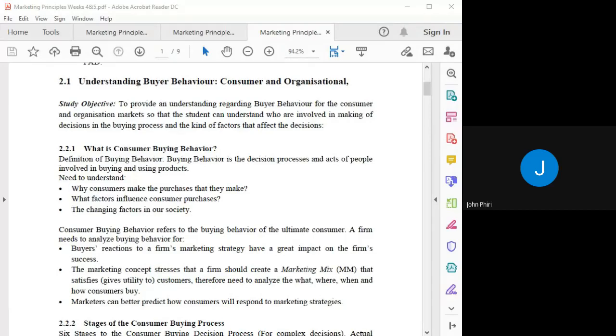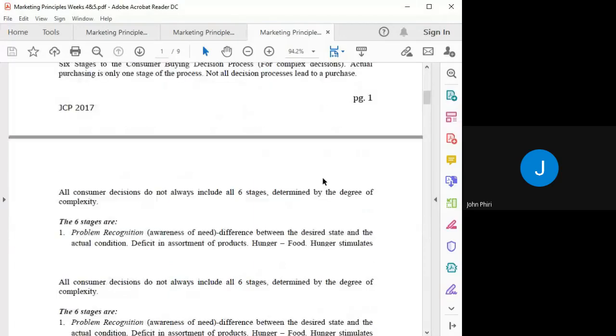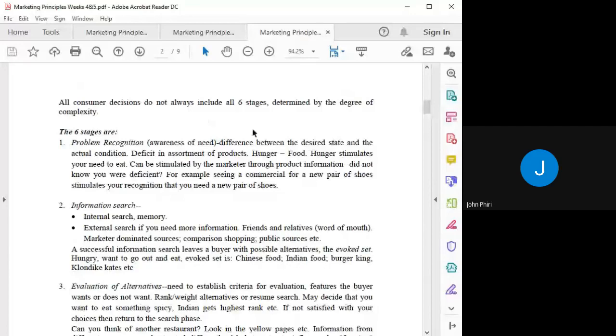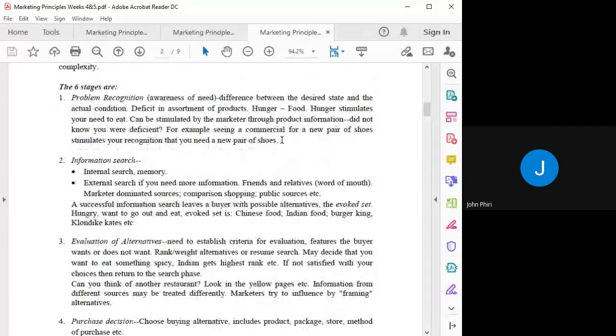Okay, now, after the need is recognized, step number two. Now you have what we can call an information search. Information search simply means you're looking for ways in which to satisfy that need.